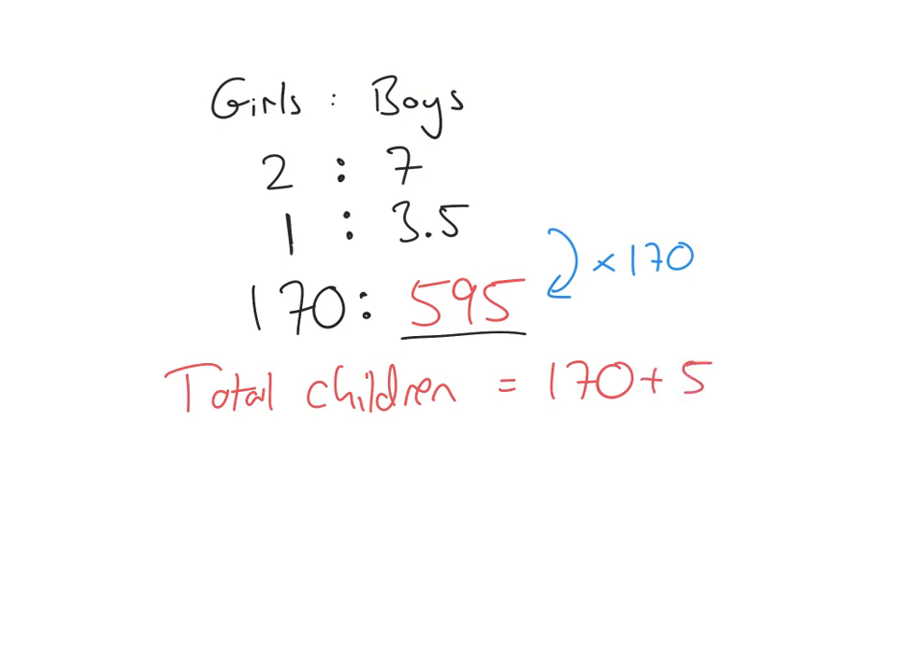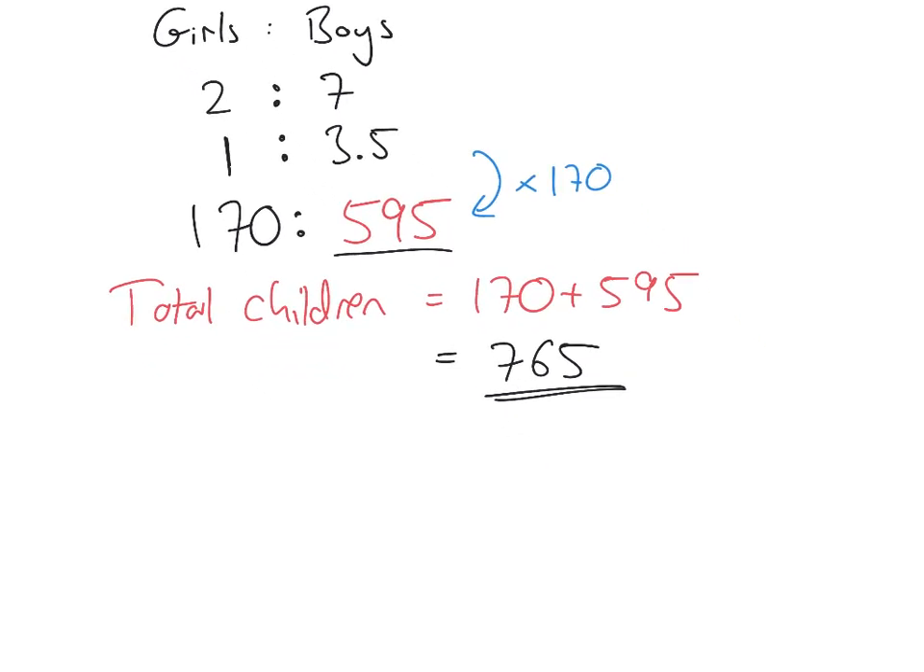The mark scheme will be coming up shortly, and I'll be breaking down where you get the marks. Then you need to find out the total number of children by adding 170 to 595. It gives you 765.